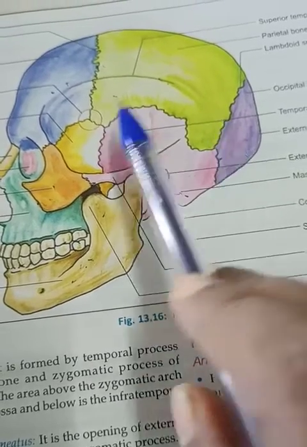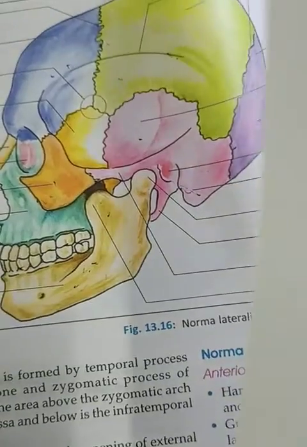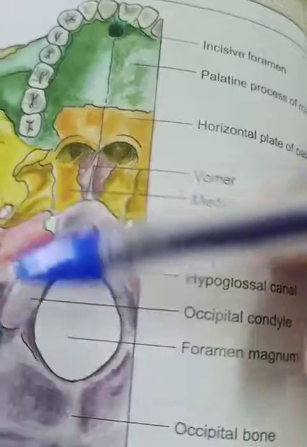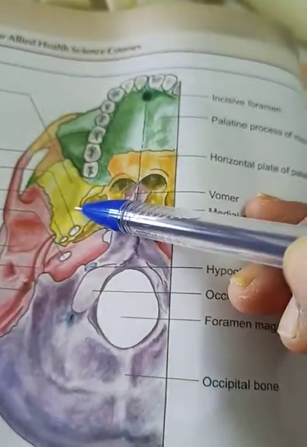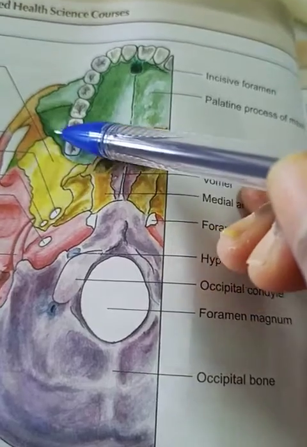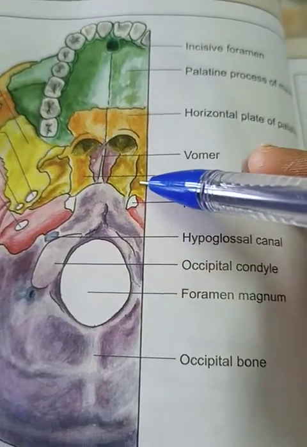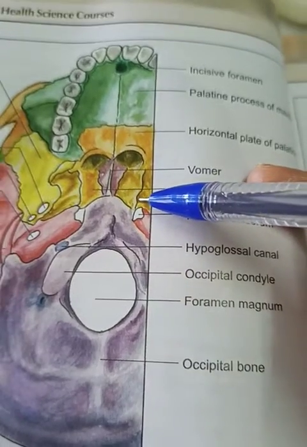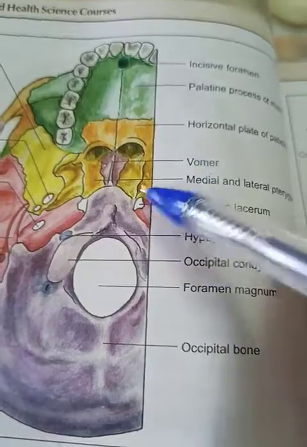Other than these bones, some bones can be seen in the inferior aspect. This is the inferior view of our skull. Here we can see on either side our sphenoid bone, this yellow colored butterfly shaped bone. So this is our sphenoid bone, seen in the inferior aspect. So these are the bones of the calvaria.